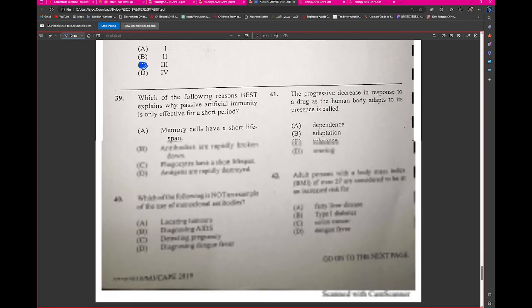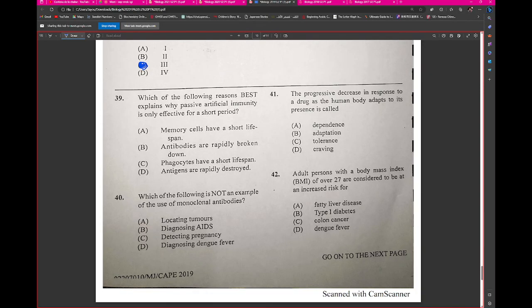So which of the reasons best explains why passive artificial immunity is only effective for a short period of time? Would be B, right? Because in passive immunity we only get antibodies and they are broken down. 40. Which of the following is not an example of the use of monoclonal antibodies? This would be diagnosing dengue fever.